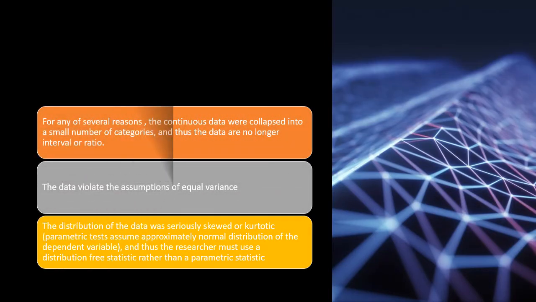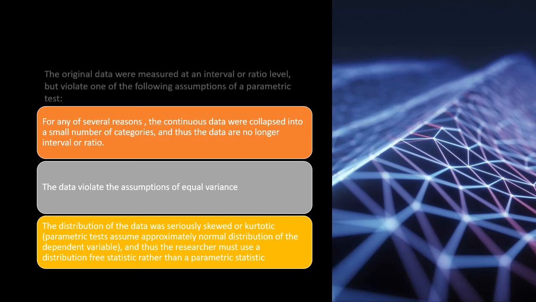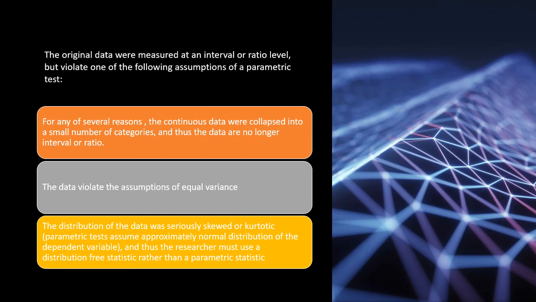Now, as I mentioned, we usually use nominal data, but under certain conditions we can also use interval or ratio level data, but it should violate certain assumptions of a parametric test. Like, if we collect the data, it should be collapsed into certain categories, or I can say class intervals, where I can merge the data and make it into certain categories. The data that we have collected should also violate the assumption of equal variance, and the data should be seriously skewed or chaotic.